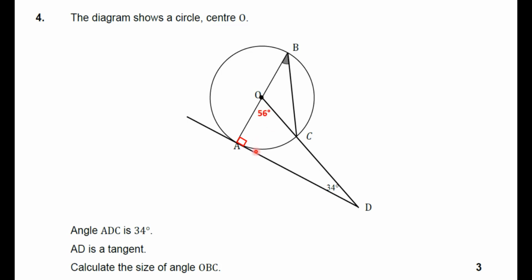There it is, 56. Now, if we look at this arc, this angle at the centre makes the arc, it's 56 degrees. But the angle at the circumference is also standing on the same arc, but it's not the same size. It's actually half the size. So we divide 56 by 2, and the answer is 28 degrees for the angle OBC. Next question.